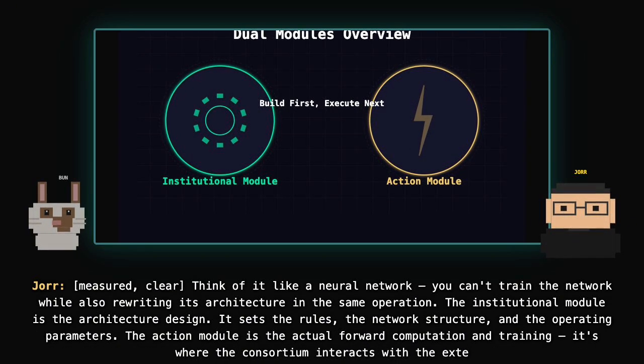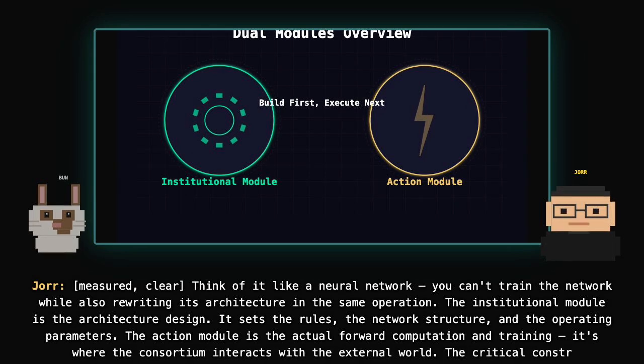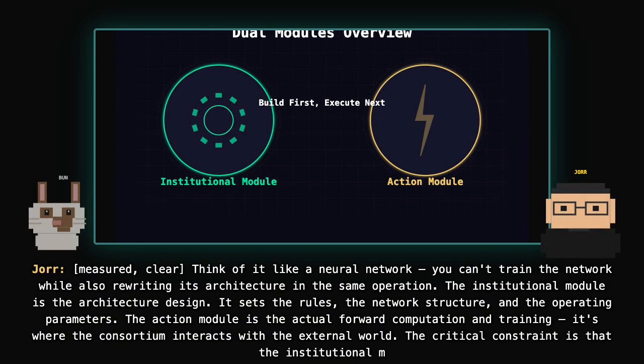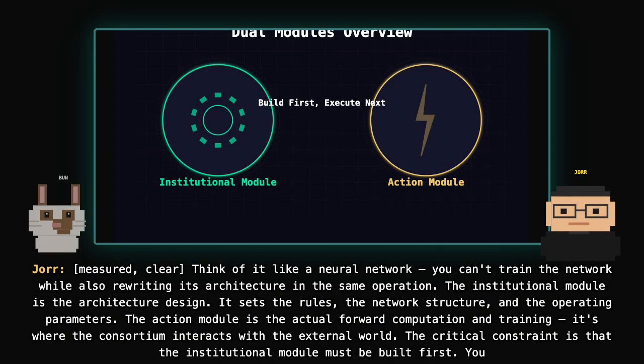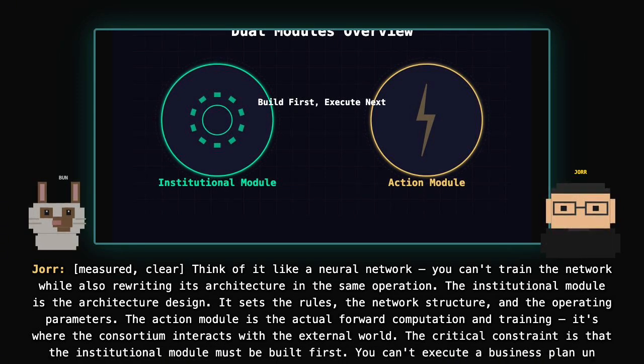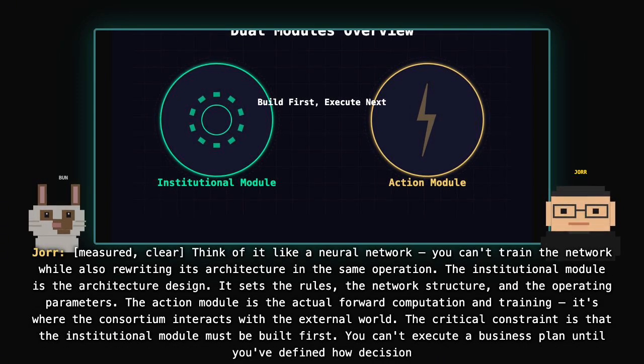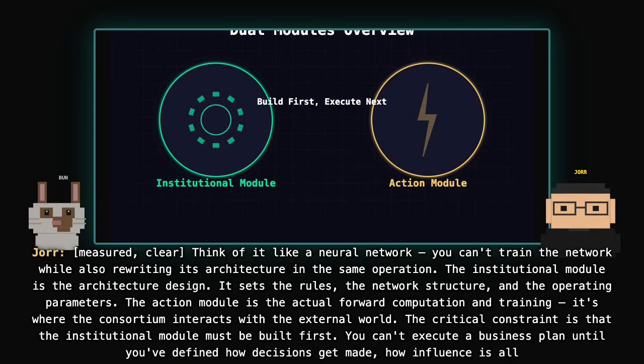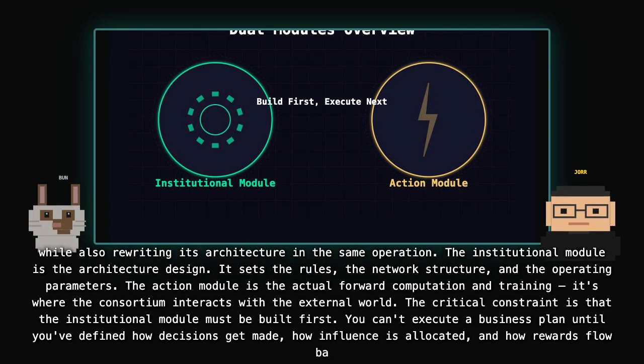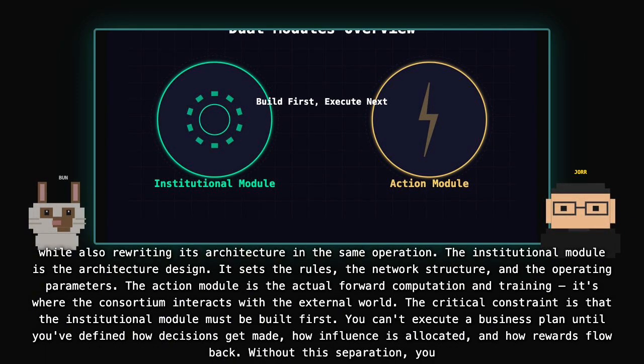The critical constraint is that the institutional module must be built first. You can't execute a business plan until you've defined how decisions get made, how influence is allocated, and how rewards flow back. Without this separation, you'd be rewriting the voting rules mid-execution.